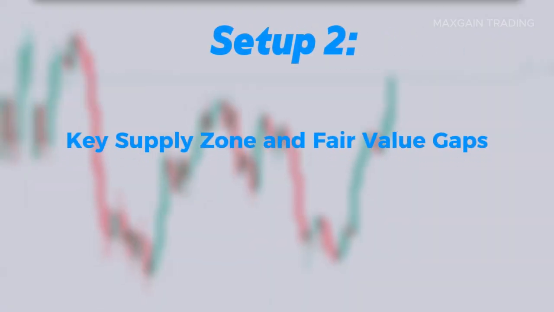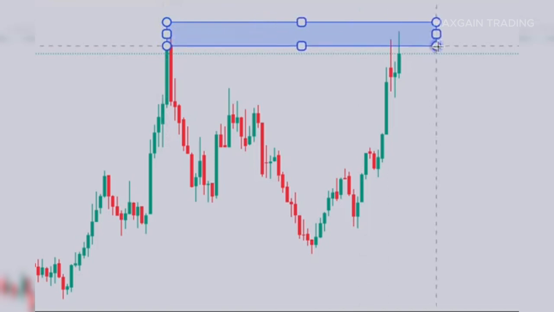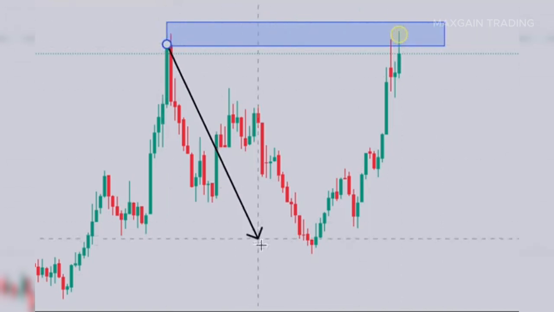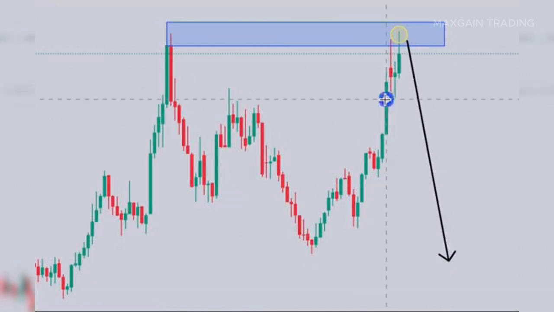Setup 2. Key supply zone and fair value gaps. In the second setup, we observe that price has entered a key supply zone. This area previously caused an impulsive down move, so we anticipate a similar move again.